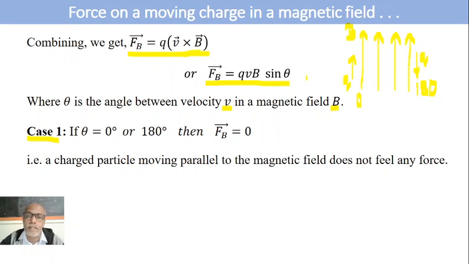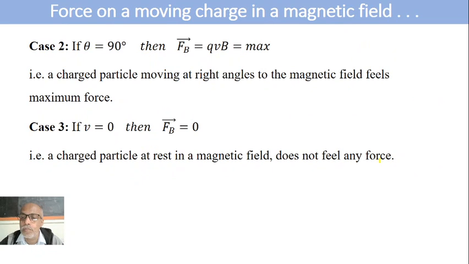In both the cases, sine theta becomes equal to 0. Sine 0 or sine 180 will be 0. Therefore, Q into V into B into 0 will become equal to 0. Hence, a charged particle moving parallel to the direction of the magnetic field does not experience any force.